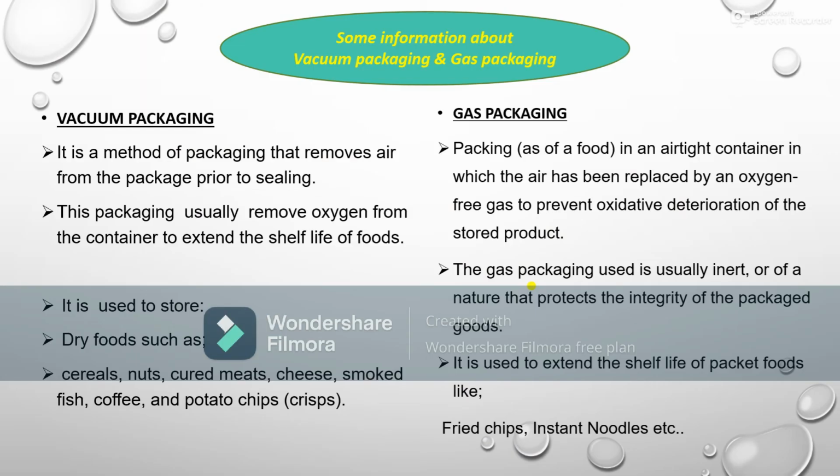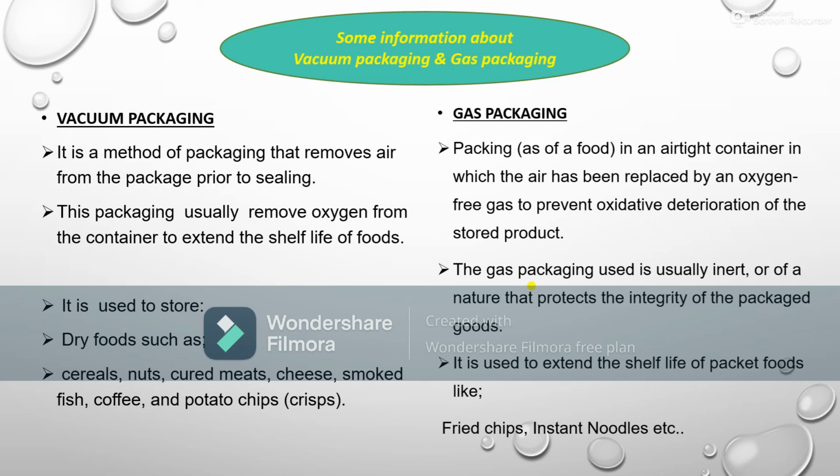Vacuum packaging is the method of packaging that removes air from the packaging prior to sealing. This packaging usually removes oxygen from the container to extend the shelf life of food product. The food product is generally perishable or semi-perishable, and generally the food reacts with oxygen, where there will be a chance of oxidative rancidity. So vacuum packaging means it removes all the air from the packaging material. It is used for dry food such as cereals, cured meat, cheese, smoked fish, coffee, and potato chips.